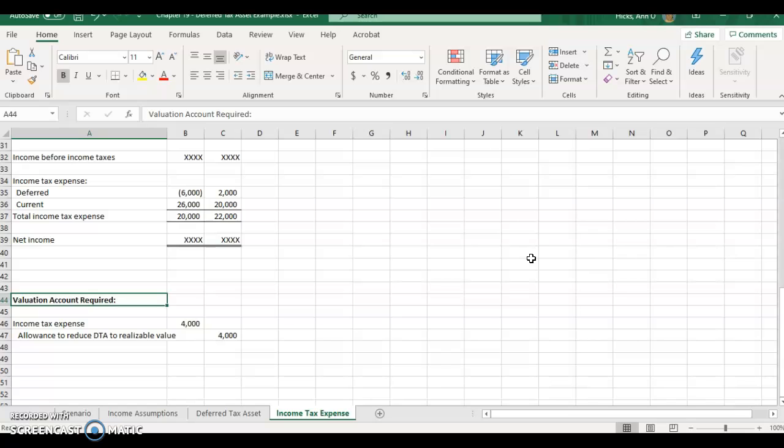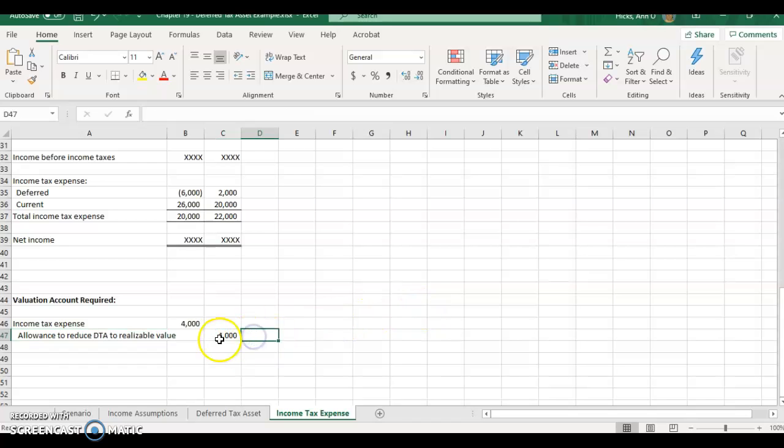Let's say that in looking at future income, it occurs to us or appears to us that we're not going to be able to use the full $6,000. We're only going to be able to benefit from $2,000. What we are then going to have to do, this would be in 2016 when we estimate this, we're going to have to debit income tax expense for $4,000, which will offset that benefit of $6,000. We'll debit income tax expense for $4,000, and then credit an allowance to reduce the deferred tax asset to realizable value.